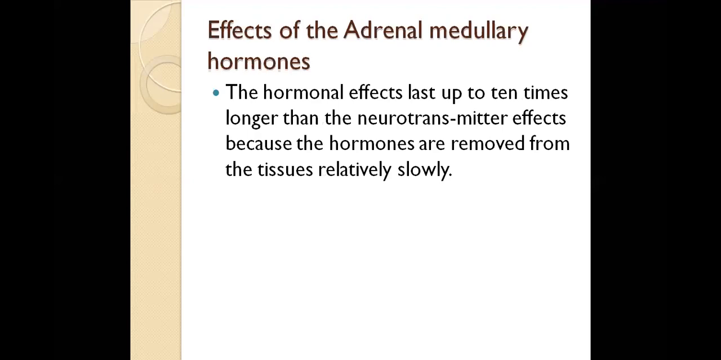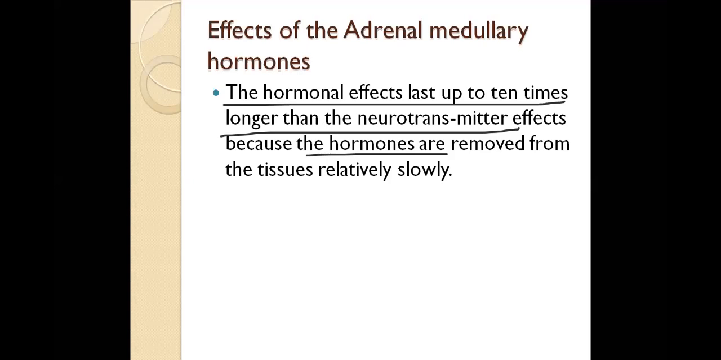The hormonal effects last up to 10 times longer than the neurotransmitter effects. Why? Because the hormones are removed from the tissue relatively slowly. That means it is more powerful than the sympathetic nervous system. Why? Because of the action pattern, how they affect: hormones are removed from the tissues relatively slowly.